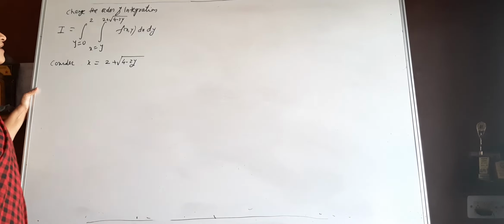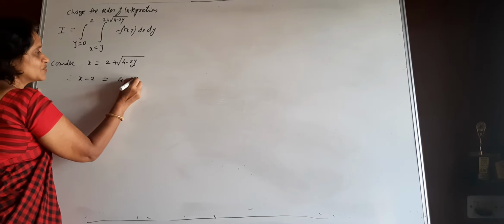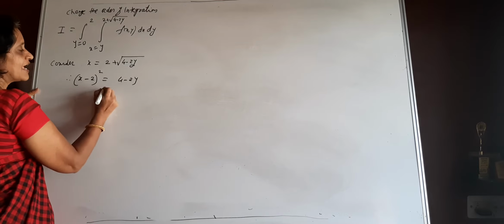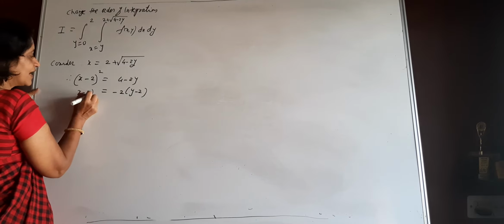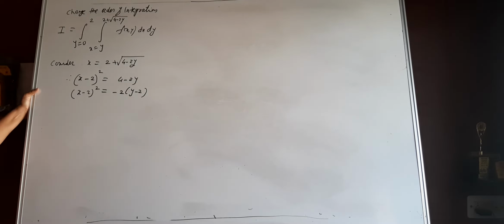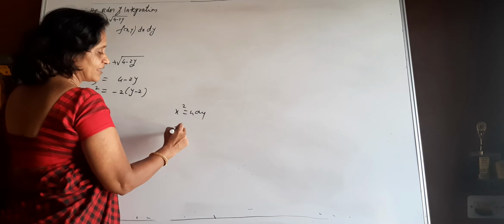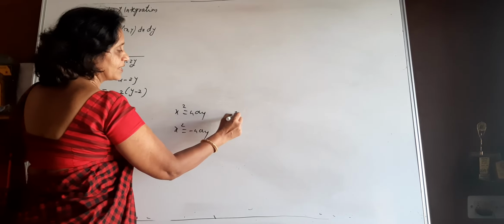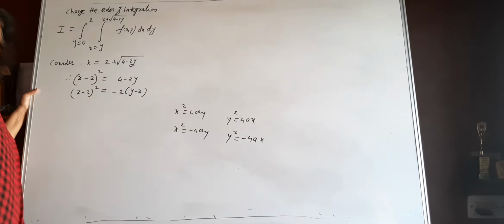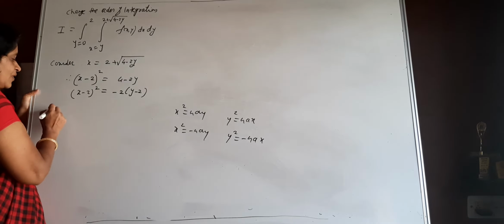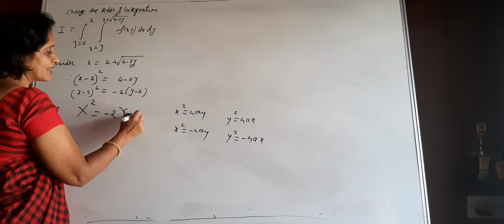But even if you can't, let's simplify. I will have x minus 2 is root of 4 minus 2y. So I will square both sides, and here I will take minus 2 common. I am getting y minus 2. What I had done, you can now recollect. What are our parabolas? We have parabolas: x square is 4ay, x square is minus 4ay, y square is 4ax and y square is minus 4ax. So I have x minus 2 as capital X and y minus 2 as capital Y.